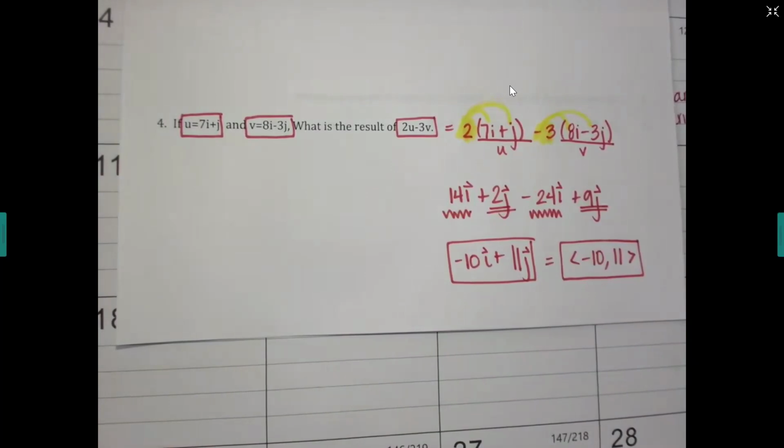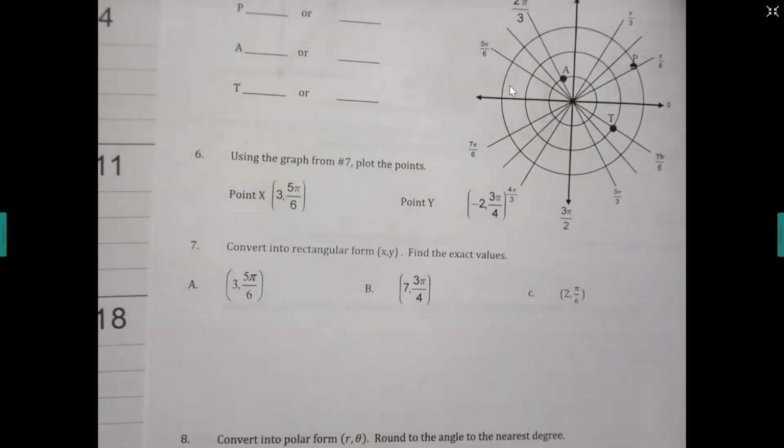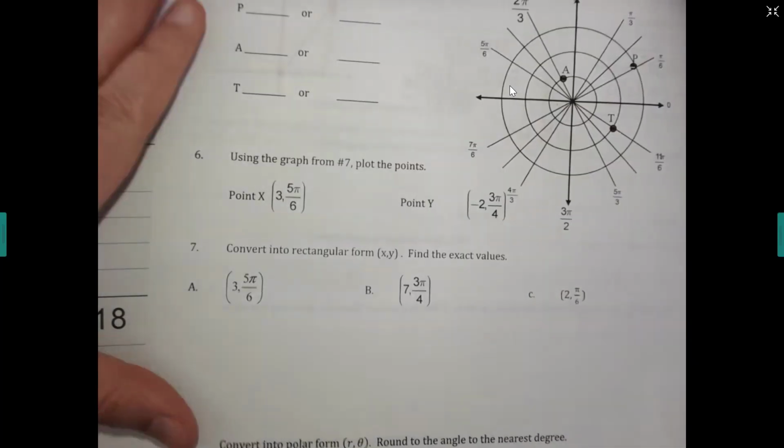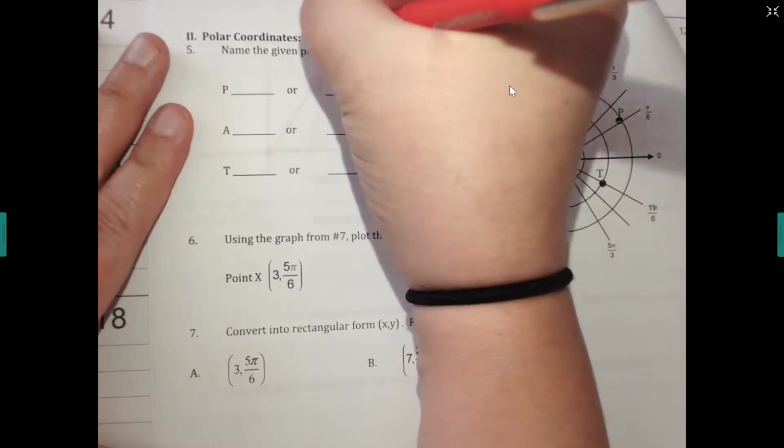So we covered vectors. We also covered polars. So let's run through a little bit of this second page here. If I'm asked to put point P, the coordinates, remember that for polar, it's the ring and then the theta.